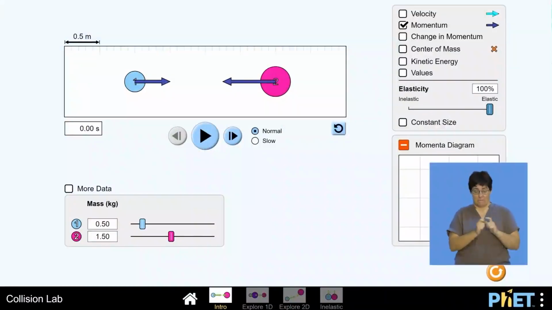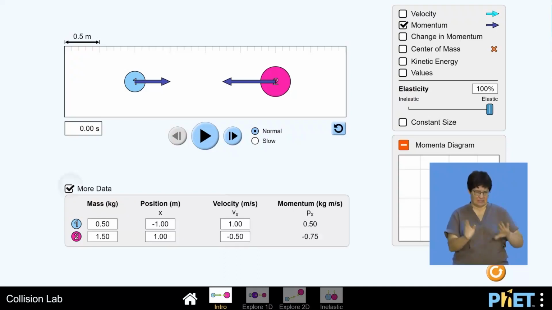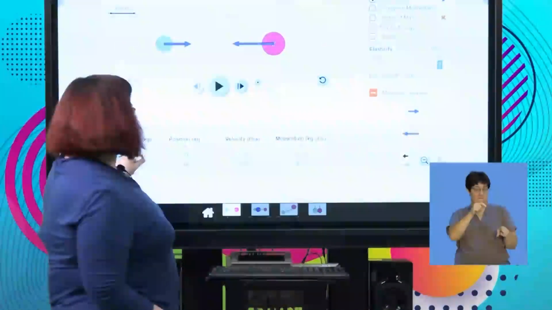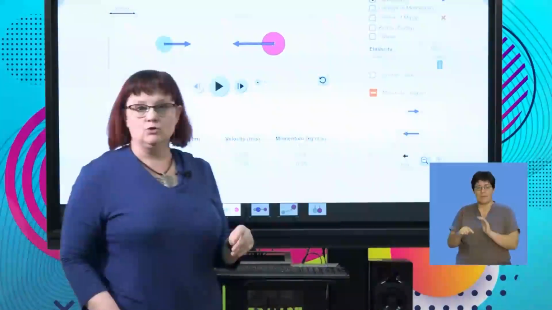There we go. So at the moment, my two objects aren't moving. We're not going to worry about the time. At the bottom, I've got a whole bunch of stuff, so I can already see that the momentum of my first object is 0.5. The momentum of my second object is minus 0.75, okay? We're not going to worry for this part how we calculated that momentum, okay? Because that's not what I'm trying to show you. What we're doing by default, I can't actually change it on this, is that we're taking to the right as positive, okay? That's the default. That's what we're going to work with.